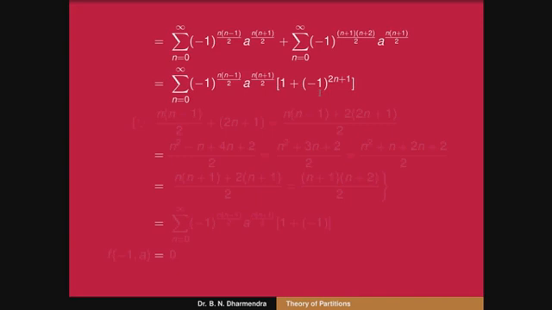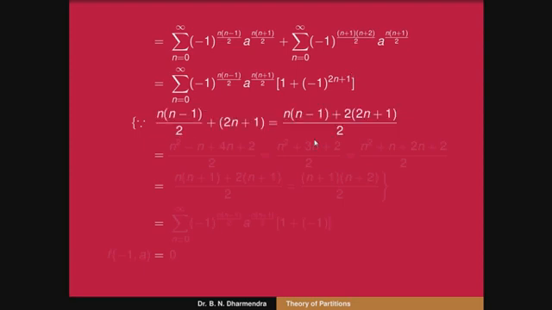The term is 1 plus, and the remaining term, when I take (-1)^n into (n-1)/2 as a common factor, is (-1)^(2n+1). When I multiply the terms, the base is the same, minus 1, so the powers add, that is n into (n-1)/2 plus 2n plus 1, which becomes (n+1) into (n+2) divided by 2.